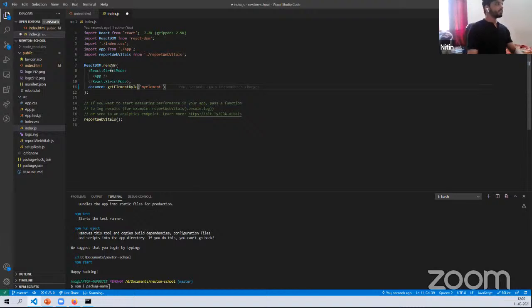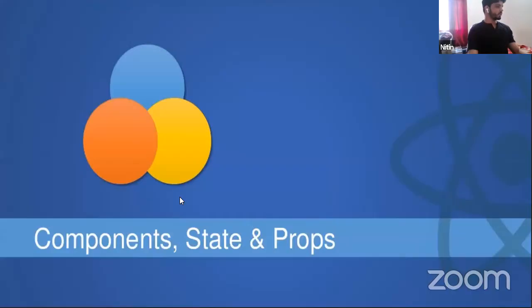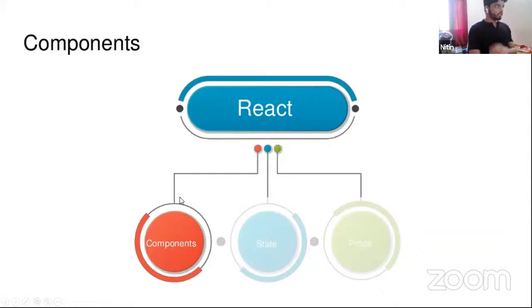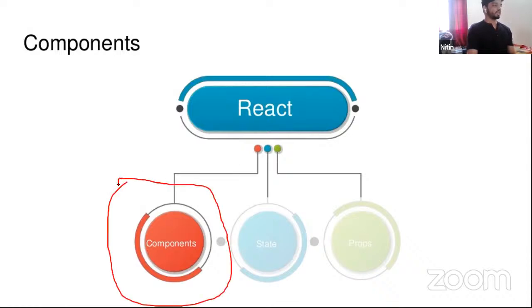Okay, now comes the important part: what are components? Since we are talking so much about components, what actually are they? So let's go to our presentation. React has basically three things. The first is the component, which is the thing that is displayed on the UI.